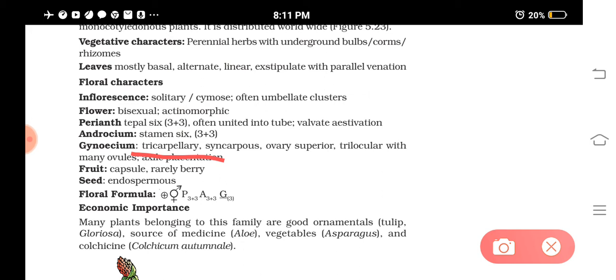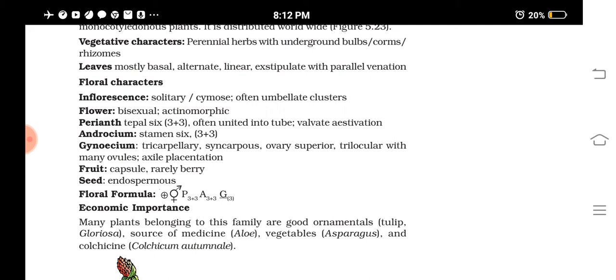And there will be many ovules, and they show axile placentation. Do you remember we have studied different placentation, isn't it? So this ovary will have axile placentation. Fruit will be capsule or berry. Understood? Then seeds, endospermic seeds, as it is monocotyledon, isn't it?